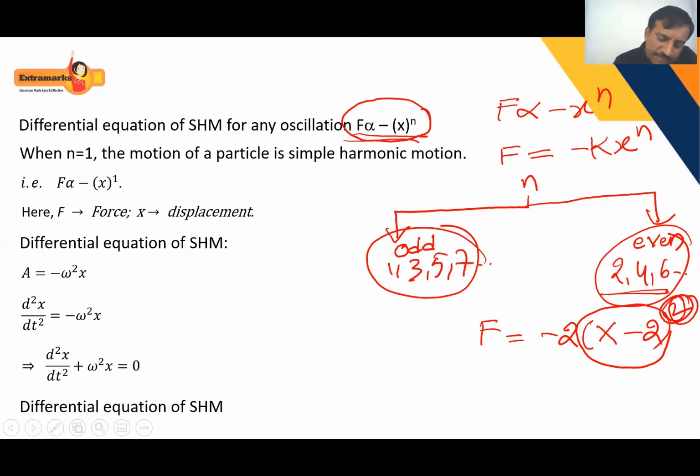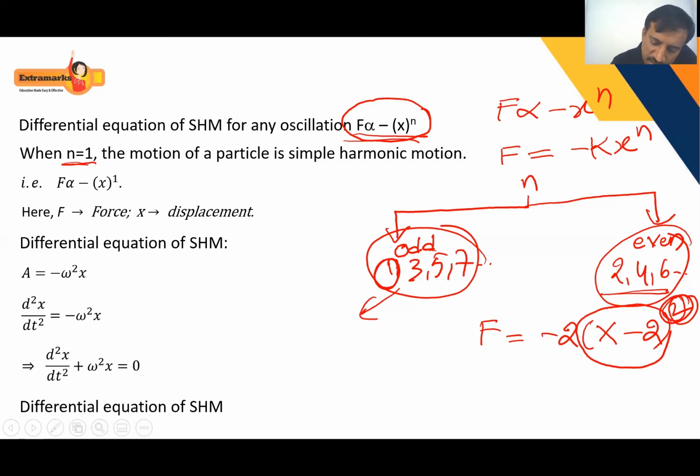But coming to the point, if n is equal to 1, that is the special case where SHM is taking place, because if n is equal to 1, that is odd, that is oscillatory, so it can be SHM. Every oscillatory motion is not SHM, but every SHM must be oscillatory. One more, every oscillatory motion is periodic, but every periodic motion is not oscillatory.